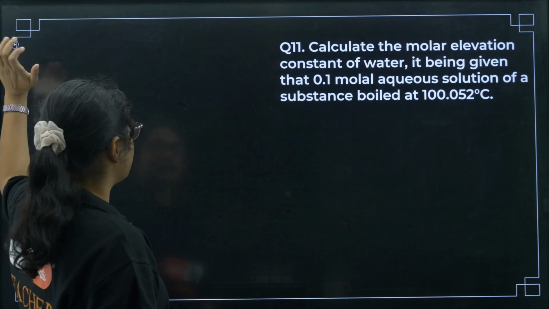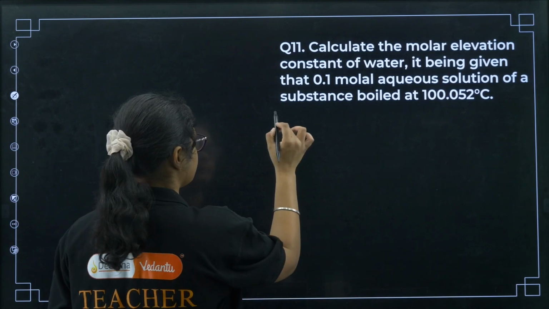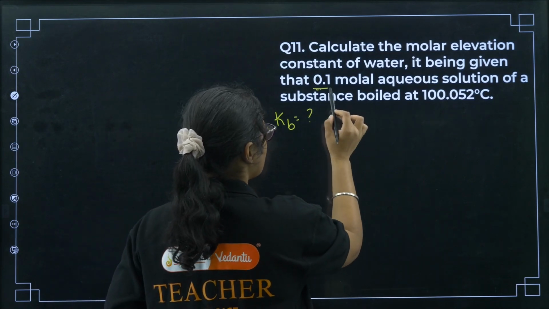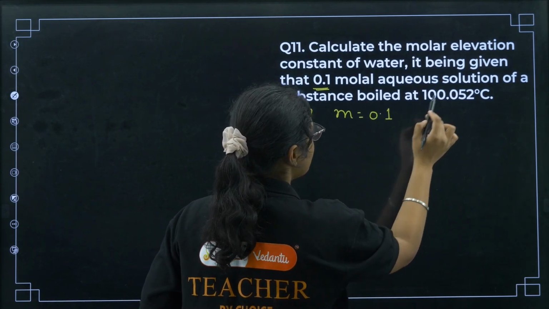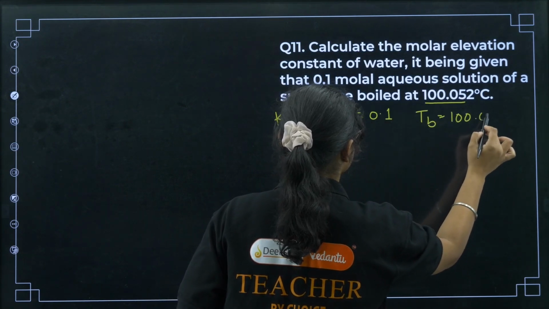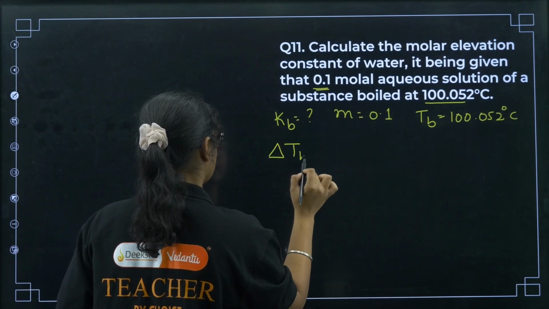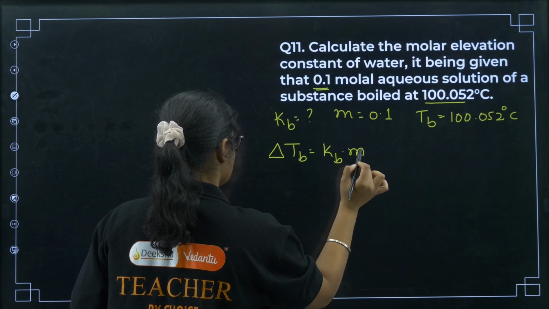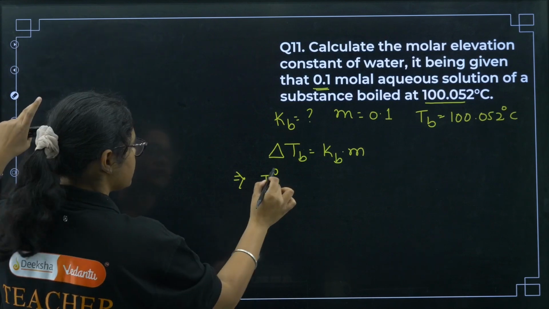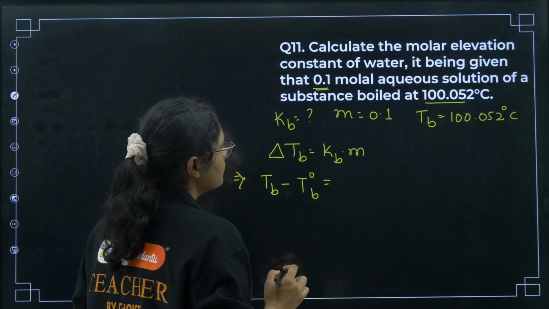Next, coming to question number 11, calculate the molar elevation constant of water. Molar elevation constant means they are asking you to calculate Kb of water. It is given that a 0.1 molar aqueous solution of a substance boiled at 100.052 degree Celsius. This is also very simple. We have delta Tb is equal to Kb into m, or we can substitute like this: Tb, because the boiling point has increased, is equal to Kb into m.